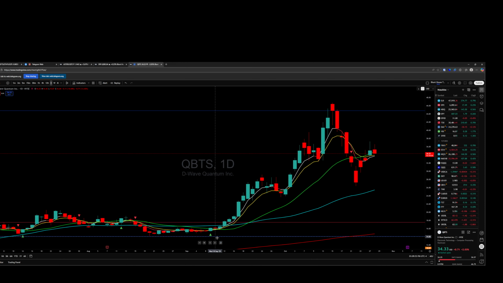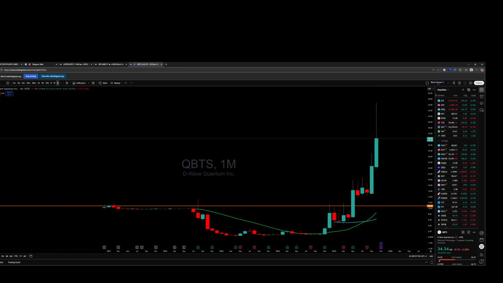And now that I've been looking at the monthly chart, I wonder what the monthly buy signal was for D-Wave. It doesn't even have one. There you go. Okay, check that out. The week of November 1st.